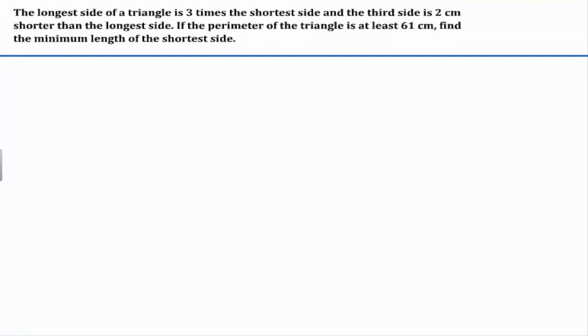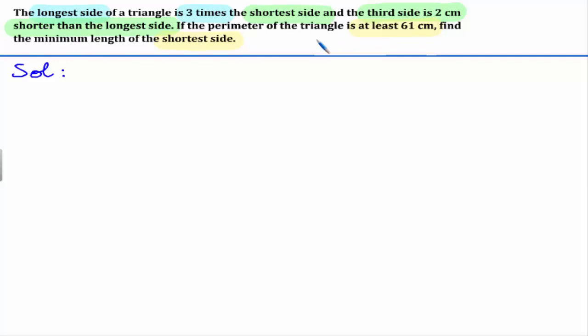In this question, the longest side of a triangle is 3 times the shortest side, and the third side is given as 2 centimeters shorter than the longest side. If the perimeter of the triangle is at least, this is a very important word in the question, at least 61 centimeters, then find the minimum length of the shortest side. Let us see the solution for this problem now.